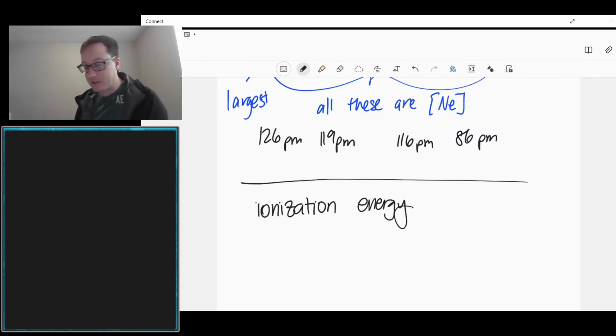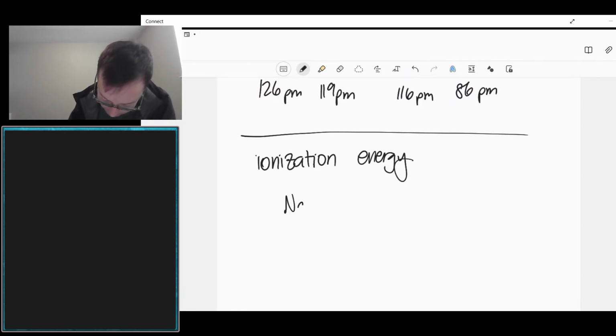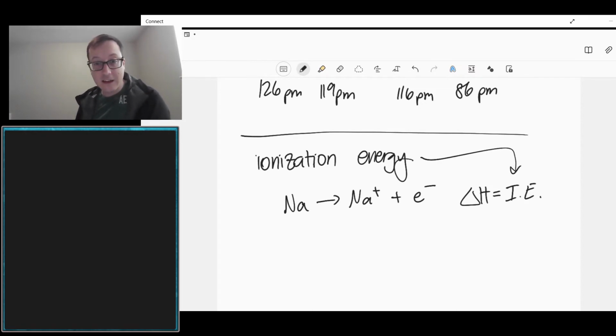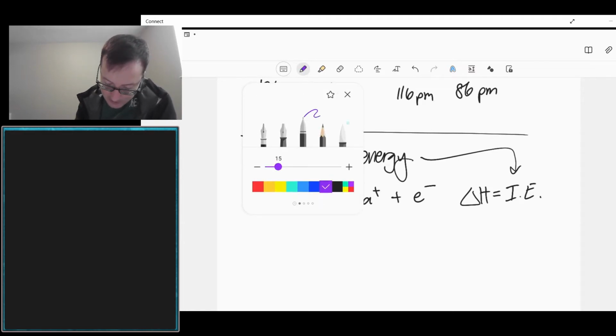The ionization energy. And we're going to see that the trend we're going to focus on is the first ionization energy. Let's take a look at what that means. The delta H for this reaction is the ionization energy. That's the delta H for this reaction. So it's the energy needed to lose one electron.